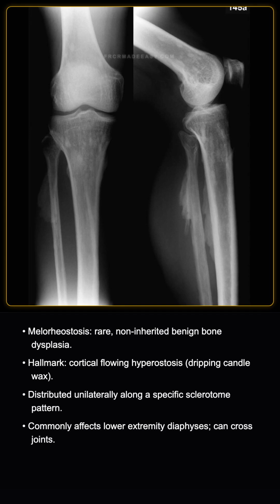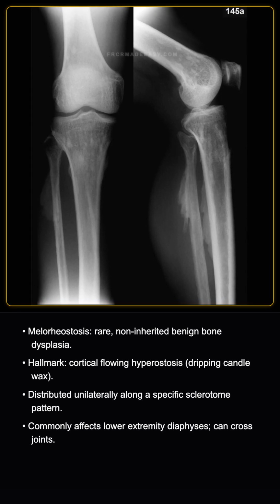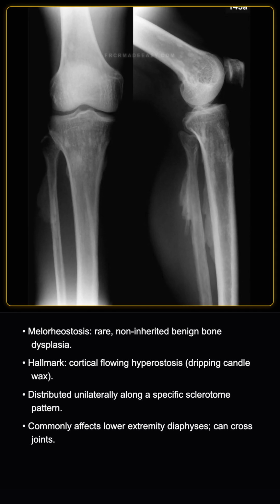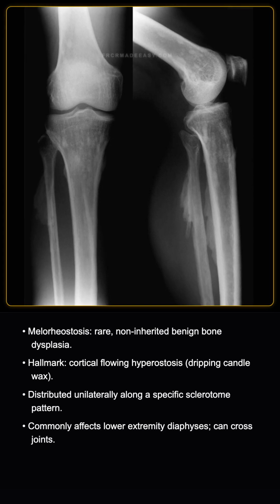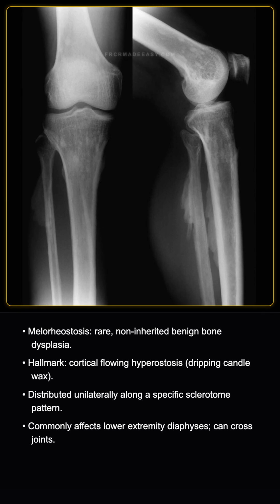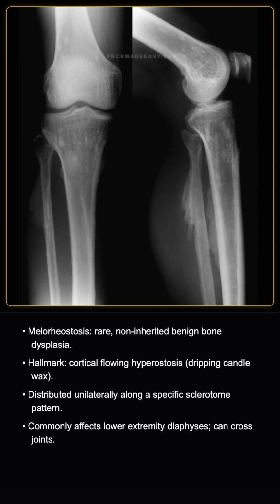The sclerosis is asymmetric, usually involving only one side of a limb, and is distributed along a single sclerotome. It predominantly affects the lower extremities and diaphyses of long bones and can cross joints, leading to ankylosis and contractures.